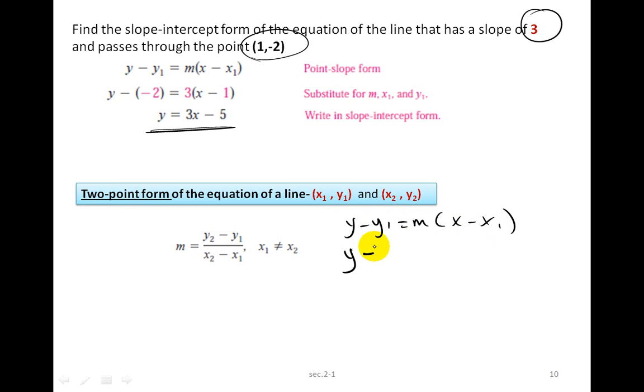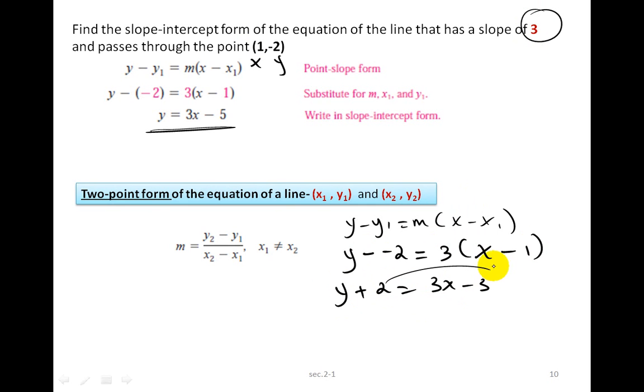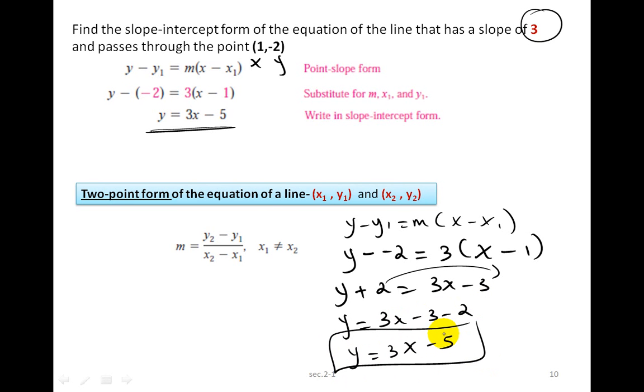So y1 will be minus 2 equals m, the slope, which is 3, into x, the variable, minus x1, which is 1. Open the bracket here, minus minus will give you plus 2, 3x, 3 times 1, minus 3. Collect the like terms, take the 2 back, y equals 3x minus 3 minus 2, which will give you y equals 3x minus 5. Look, this is your linear formula now. Minus 5 is the y-intercept, 3 is the slope, and this is your formula.